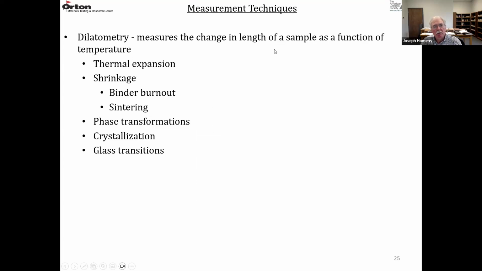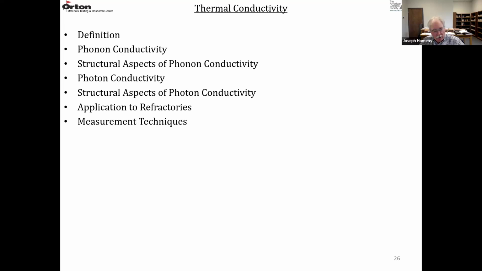So the dilatometer measures the change in length as a function of temperature. You can measure the thermal expansion. You can also measure shrinkage during binder burnout or sintering. You can measure the transformations like for silica and zirconia. You can pick up crystallization, and you can measure the glass transition temperature, which we also talked about. So you can get a lot of information from a dilatometer trace. So that's what I have on thermal expansion.